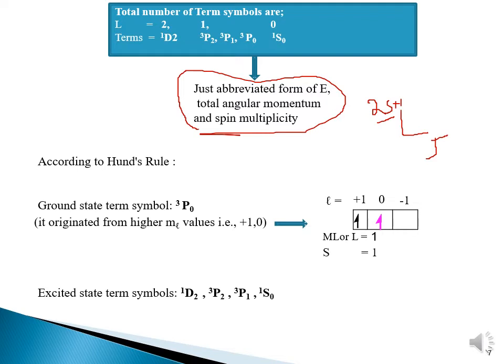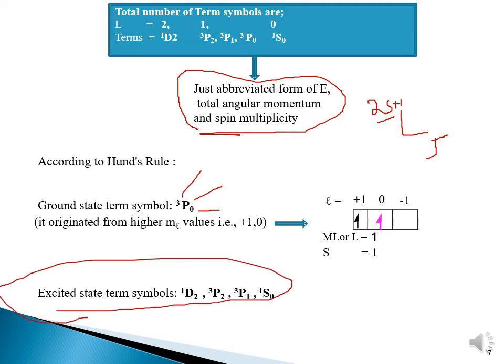So according to Hund's rule, the ground state term symbol will be the one that arises from the higher ml value electrons. Okay, here we know that the ground state term symbol is 3P0 because electrons are less than half filled. So according to Hund's rules, if we have term symbols with the same spin multiplicity like 3P2, 3P1, 3P0, we'll pick the term symbol that is the ground state having lower value of J, higher L value and higher spin multiplicity. The rest are the excited states.